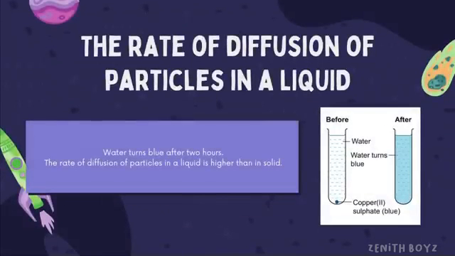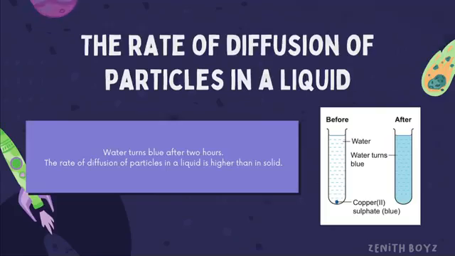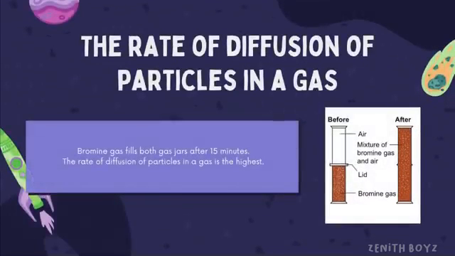The rate of diffusion of particles in a liquid. Water turns blue after 2 hours. The rate of diffusion of particles in a liquid is higher than in solid. Bromine gas fills both gas jars after 15 minutes. The rate of diffusion of particles in gas is the highest.